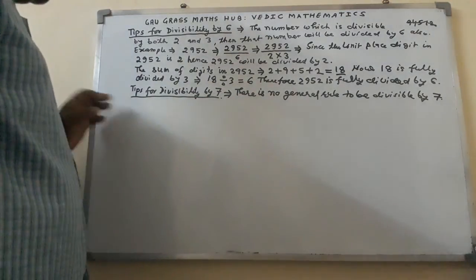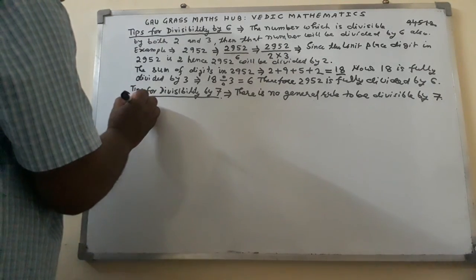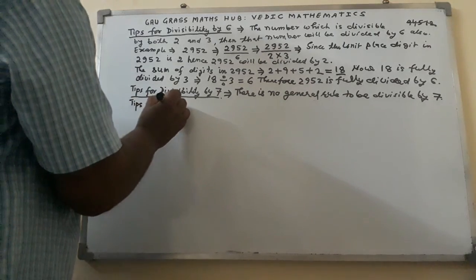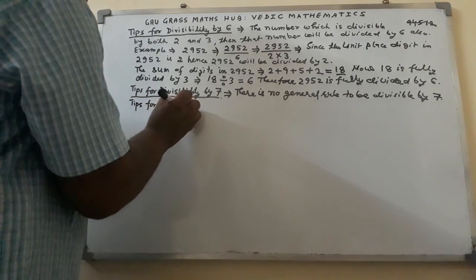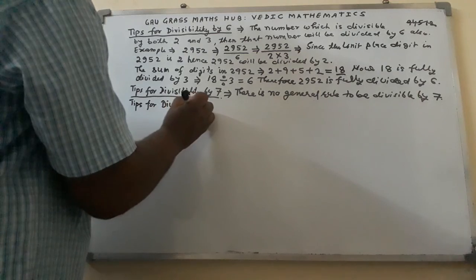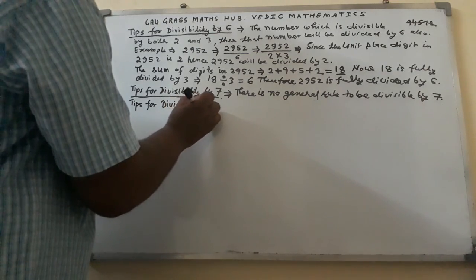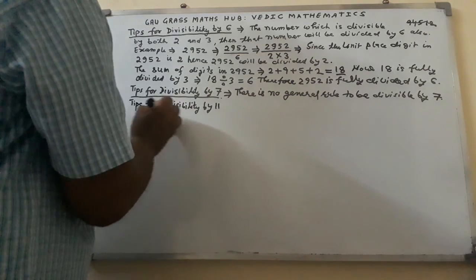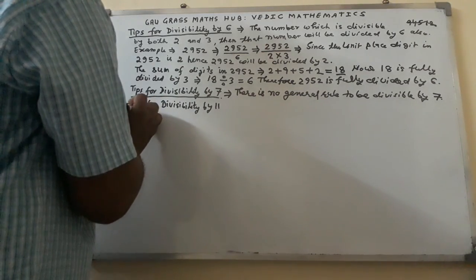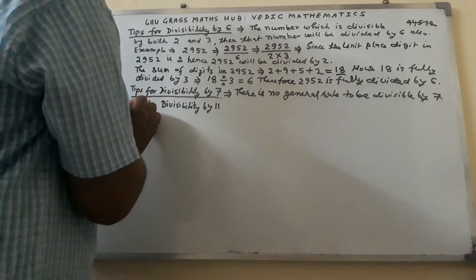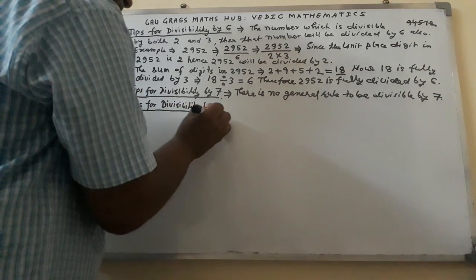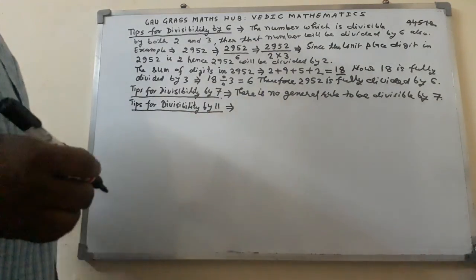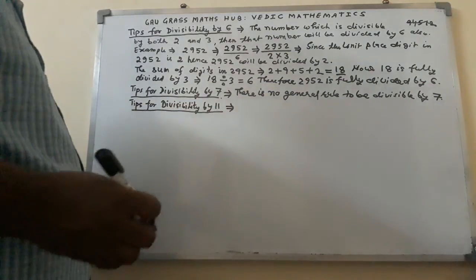Now next I shall write tips for divisibility by 11. This is the last concept on divisibility rules. Tips for divisibility by 11. Here I shall write the formula.